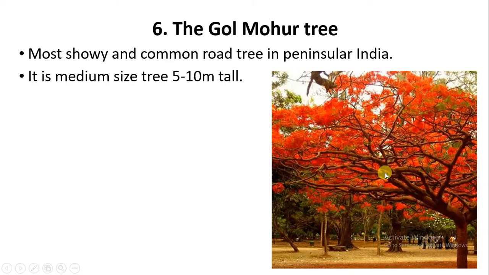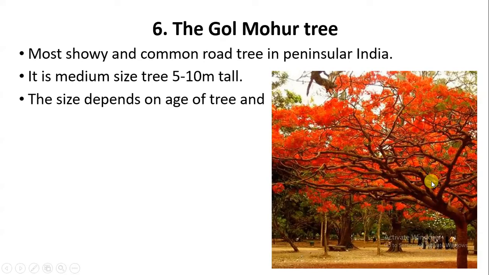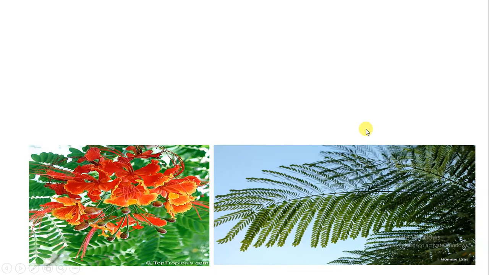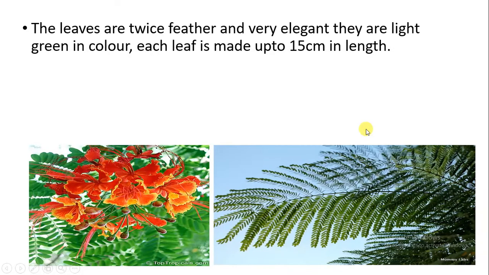It is medium size, 5 to 10 meters tall, and the size depends on the age of the tree and also the soil in which it is growing. It is used as fodder. Fodder का मतलब होता है the food of the animals, like the chara.